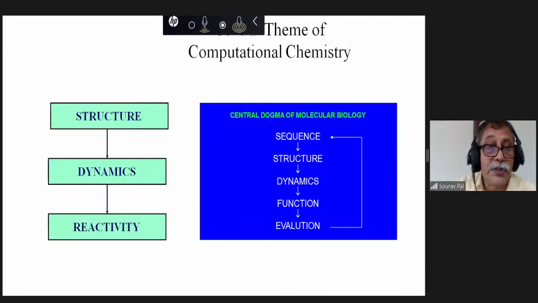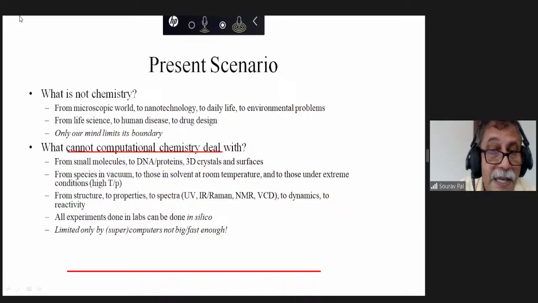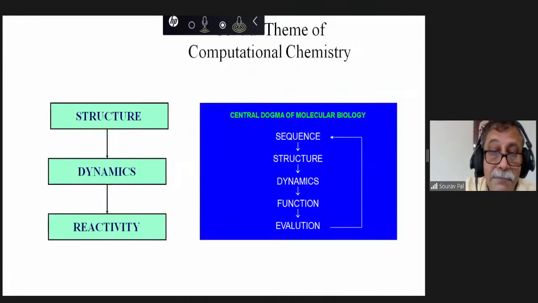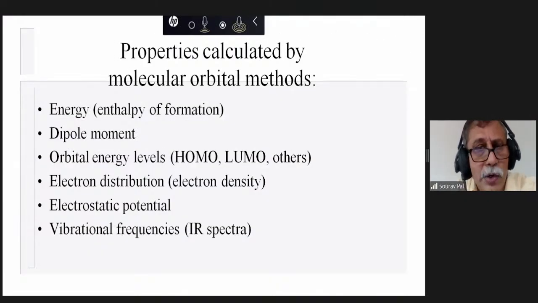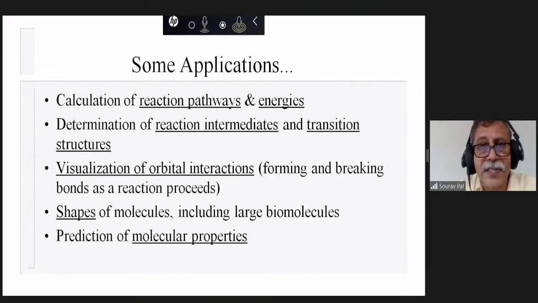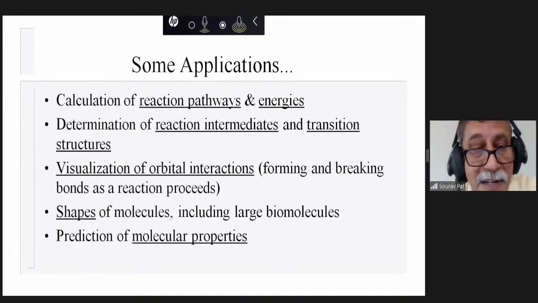And today, I must say, computational chemistry can do almost everything, from small molecules to 3D crystals and everything. So what cannot be done in the computers is something that you can question. We are only limited by supercomputers. And this is exactly the reason I'm saying that the quantum computers will give us the solution. We can get the structure, we can get the dynamics, we can get the reactivity. And several properties, I will not list all the properties: energy, dipole moment, orbital energy, electron distribution, vibrational frequencies, and so on, reaction pathways, energetics, intermediates. In fact, if you look at it, you may wonder what cannot be done by computers. Shapes of molecules, their properties, including large biomolecular properties.